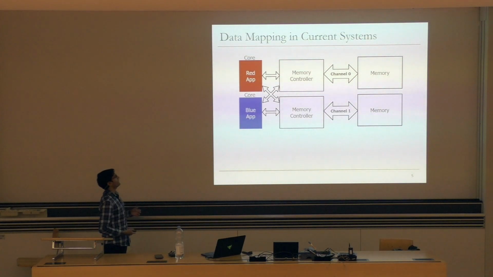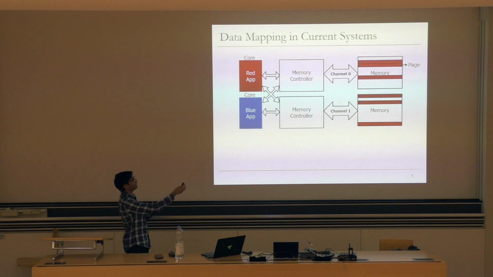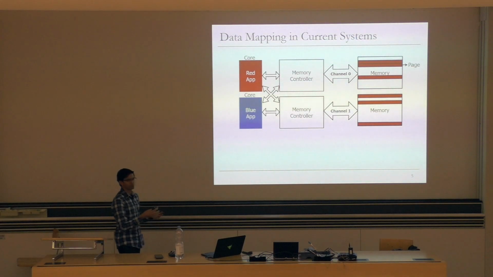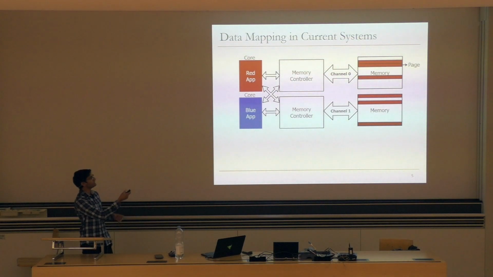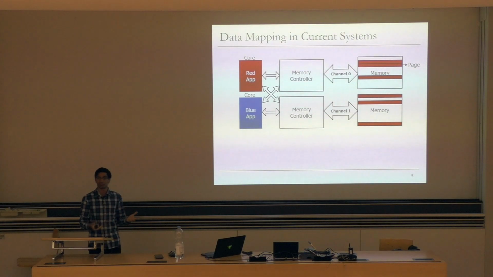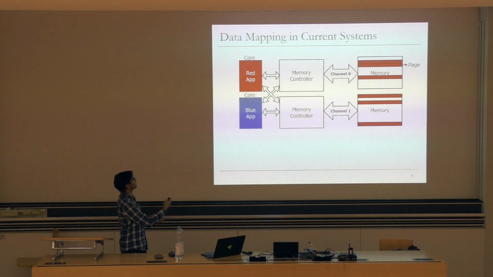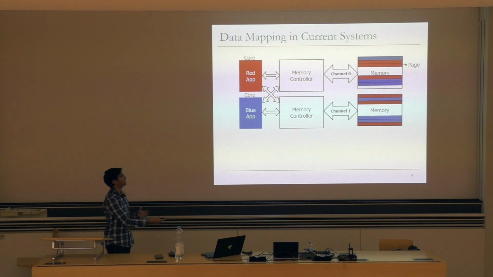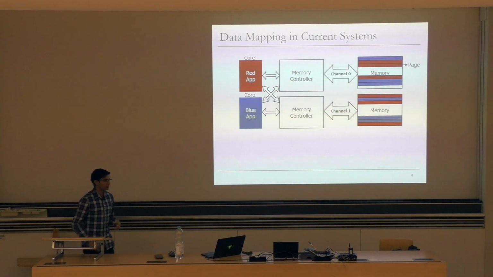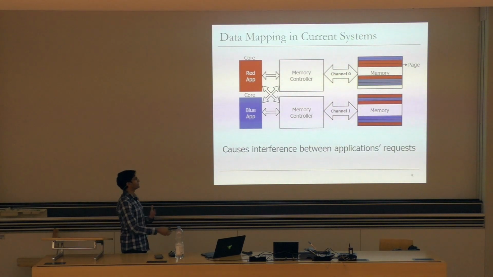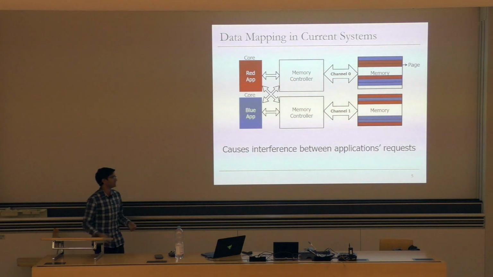So what we have is some sort of data mapping between the cores and the main memory. For example, the red application here will map memory to both of these different memories, right, through both memory controllers. And each of these mappings is at the granularity of a virtual memory page. Similarly, the blue application will also map regions of memory, shown in blue here. And what we see is that this will cause interference between the different applications' requests, right? Because both applications are accessing both channels.